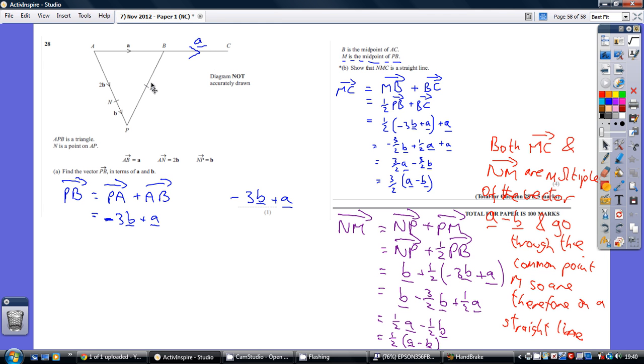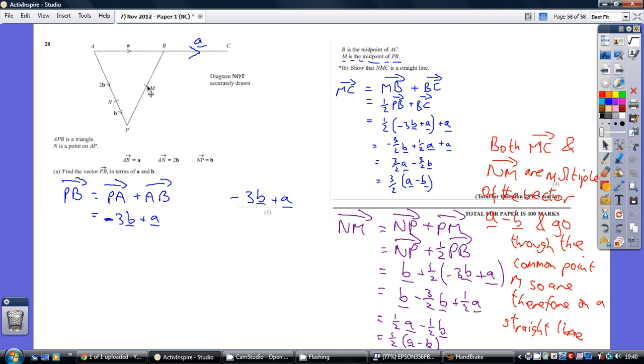and then finally not only must they be parallel but they're on a straight line, so you've just got to say they go through a common point. Now the common point that NM and MC are going to go through is obviously M. So let's do one by one. So I'm kicking off with the vector MC.